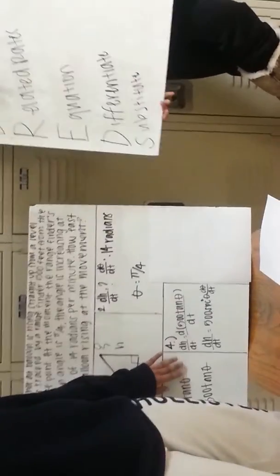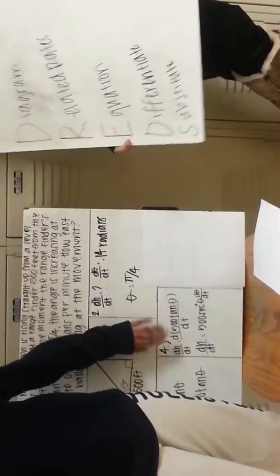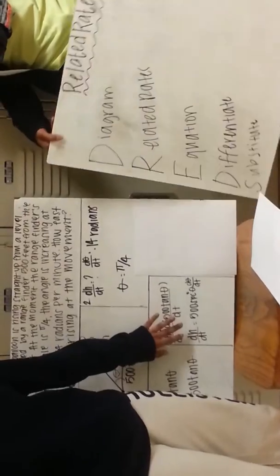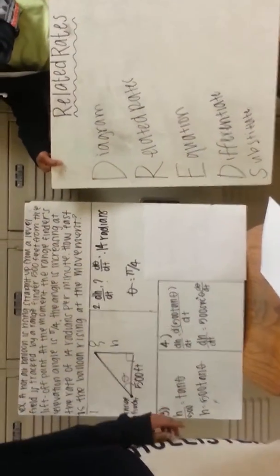The D stands for differentiate. So dh/dt would be, we take the h right here, and then you get dh/dt equals 500 secant squared theta times dθ/dt.